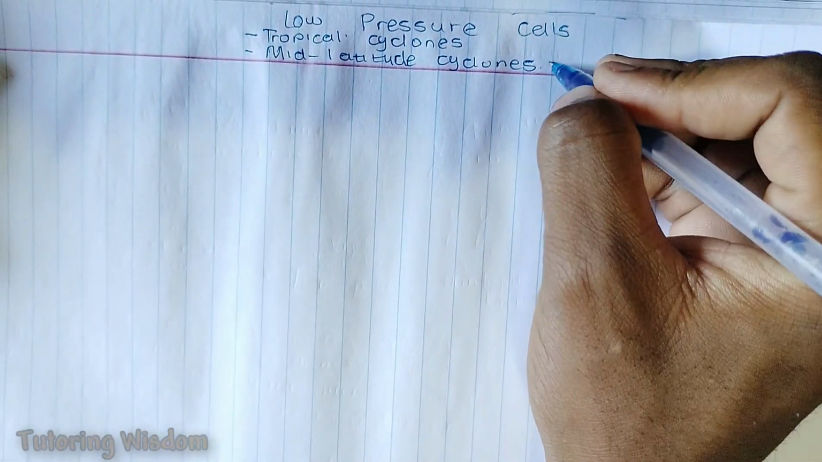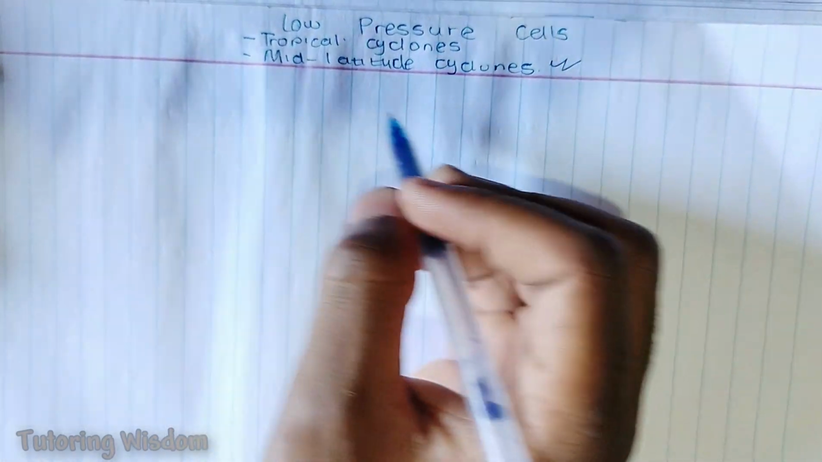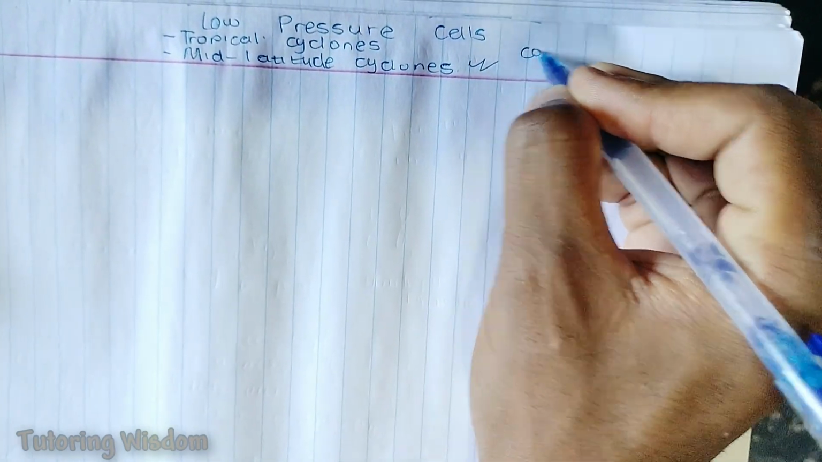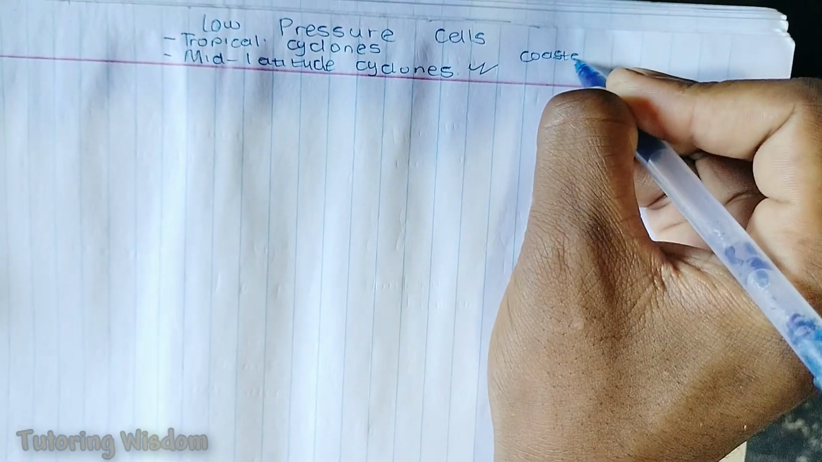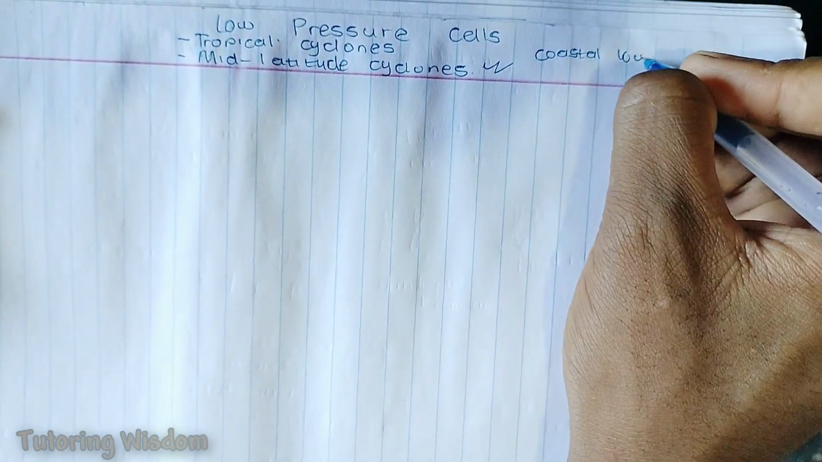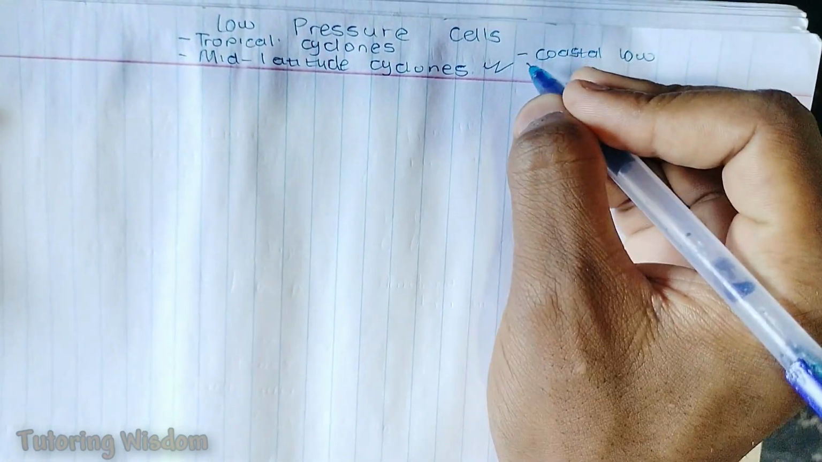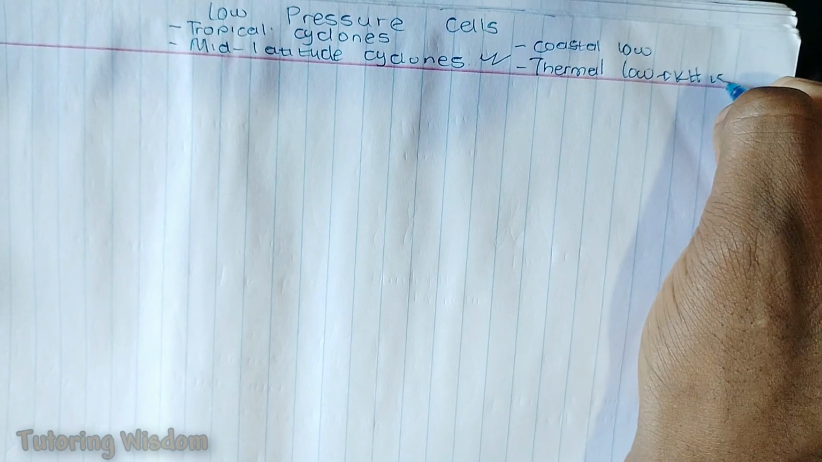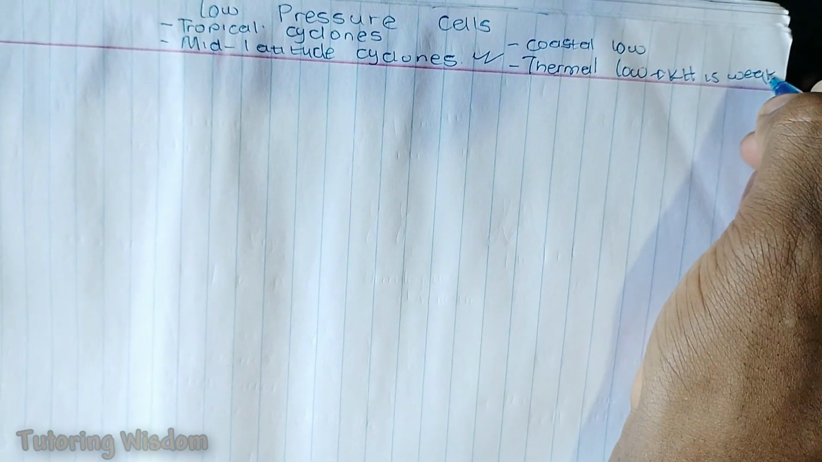I just want to remind you of the other low pressure cells, which are your coastal low, which runs along the coast, and your thermal low. Your thermal low forms when the Kalahari high pressure is weak, then a thermal low forms over land.